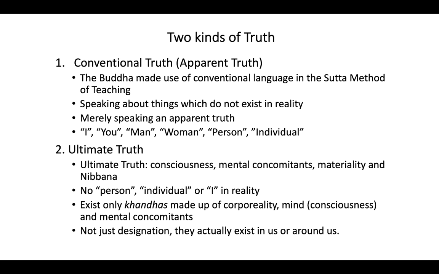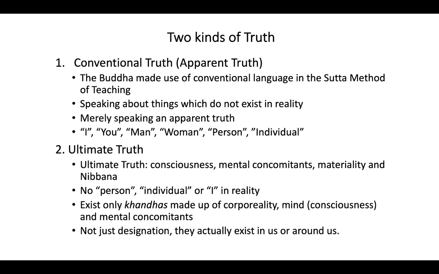The Buddha speaks of I and you, man, woman, of living beings, persons, and even self, as if they were concrete realities. In the Abhidhamma, only 4 categories of things are classed as ultimate truth. Those are mind, consciousness, mental concomitants, materiality, and nibbana. Therefore, all the rest are regarded as conventional truth. The Abhidhamma method of analysis restricts itself to terms that are valid from the standpoint of ultimate truth. So expressions such as I, you, man, woman, person, individual do not exist in reality, because the ultimate truth is that there is no person, no individual, or no I in reality.